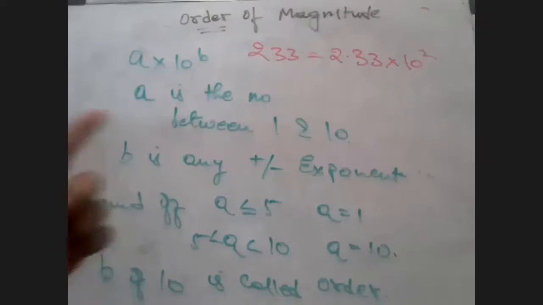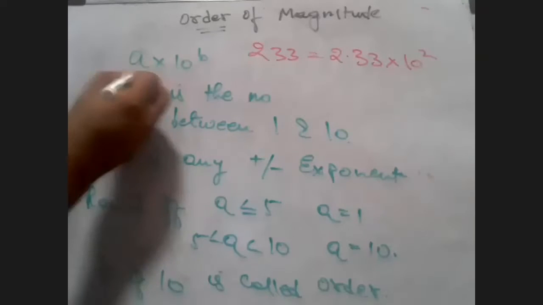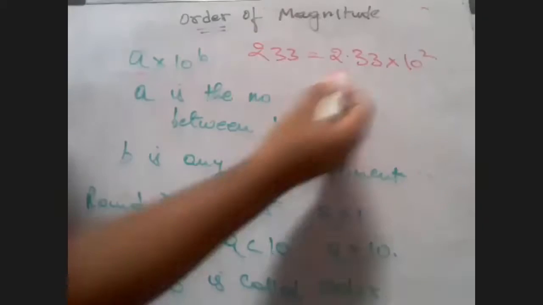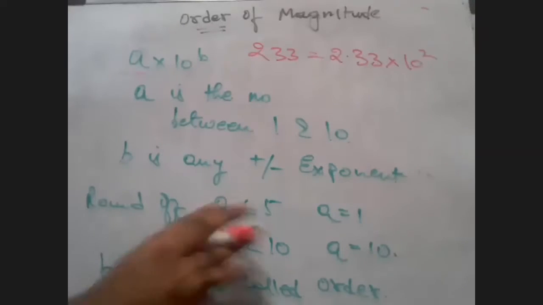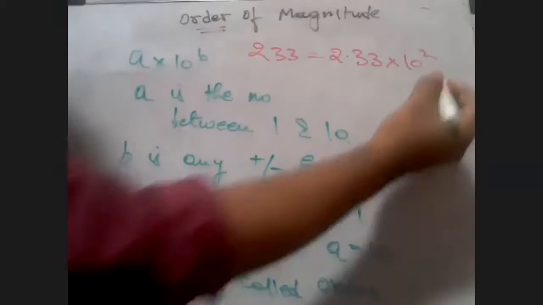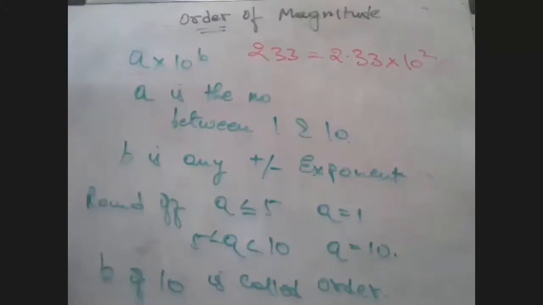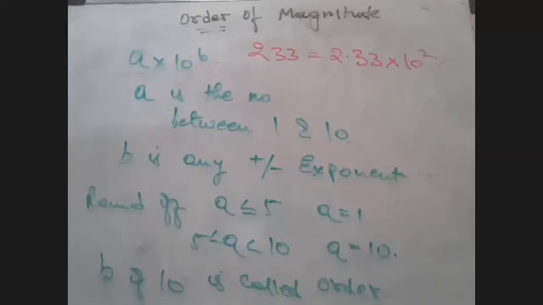2.33 into 10 raised to 2. Okay, I have written it like this. Now you have to check: what is the value of a? Is a less than 5? Yes, a is less than 5. Then what I will say is that this b, here b is 2. The order of magnitude will be 2.